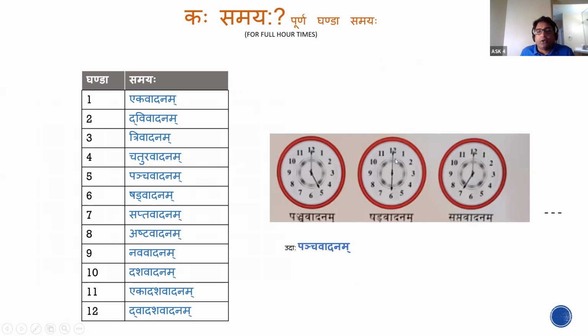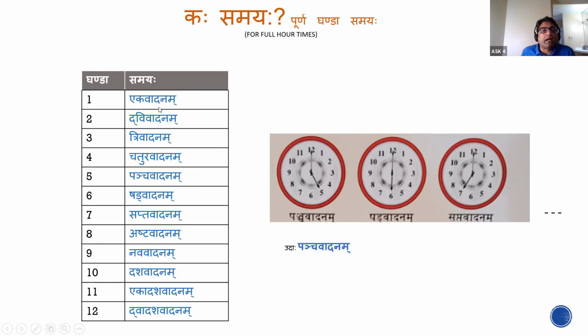Then I will tell you how to say quarter, half past, quarter past, and quarter to, like in English. Then I will tell you using nimishaha, meaning minutes, like 10 more minutes after. First you learn the full ganta, full hour, then quarter hour, half hour, then three-fourths of an hour. Then whatever is remaining, using the minutes. So this is very easy.